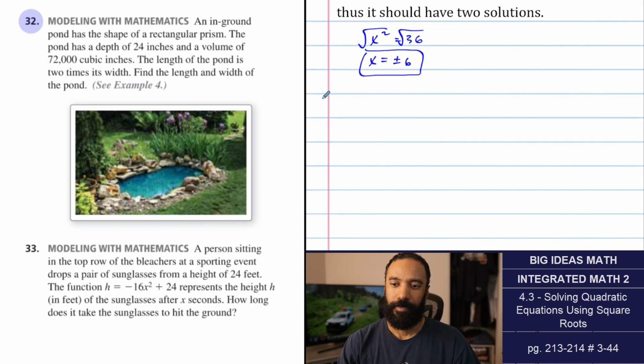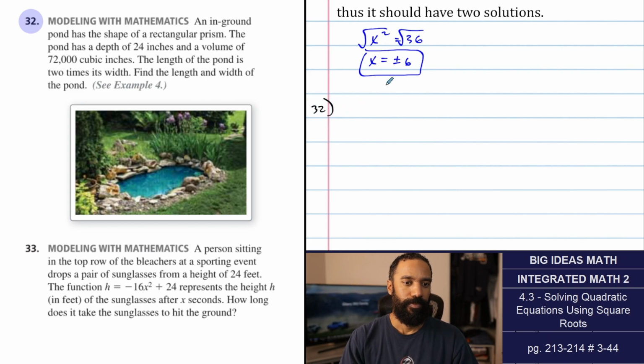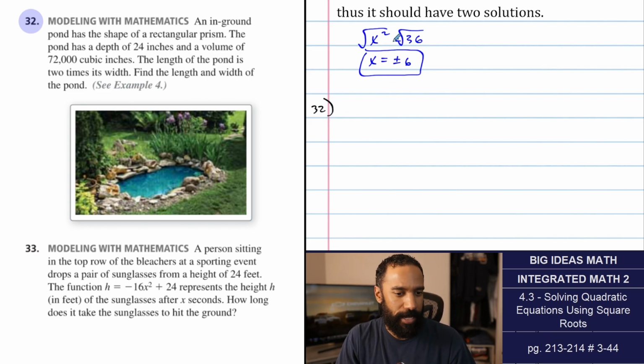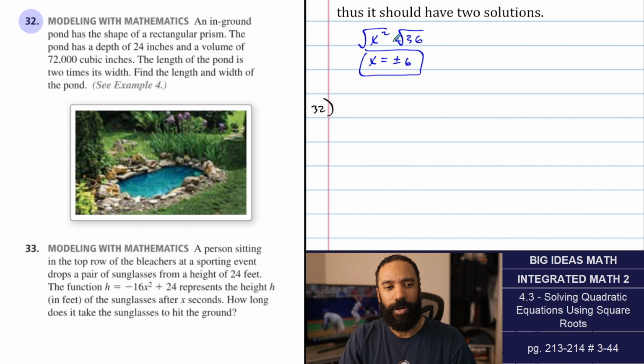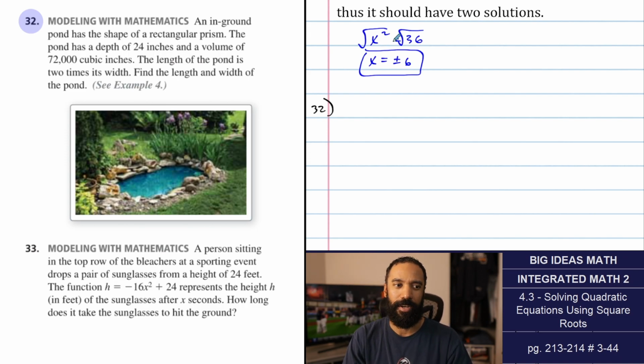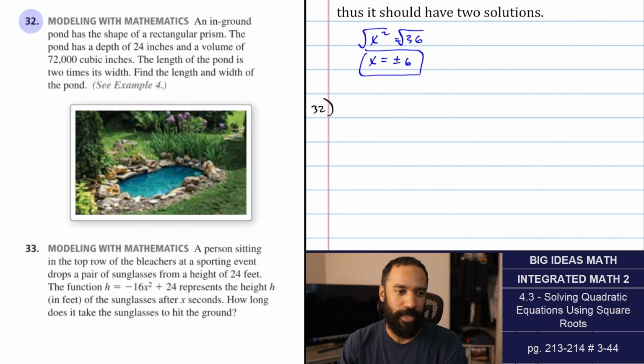Number 32. An in-ground pond has the shape of a rectangular prism. Really? It looks kind of elliptical. The pond has a depth of 24 inches and a volume of 7,200 cubic inches. The length of the pond is 2 times its width. Find the length and width of the pond.